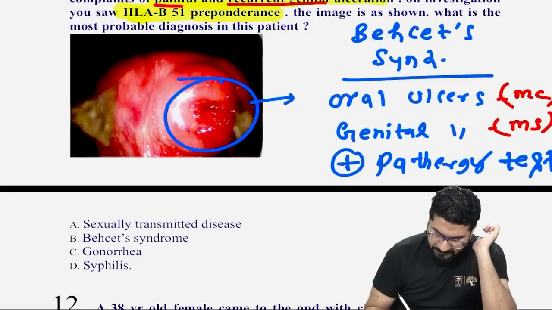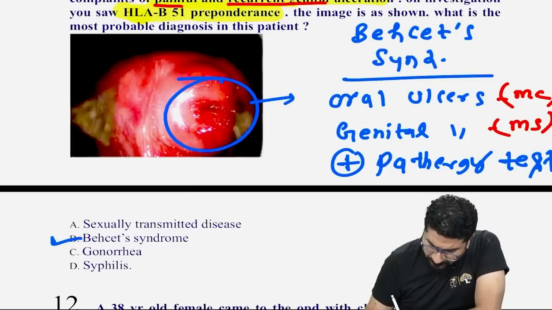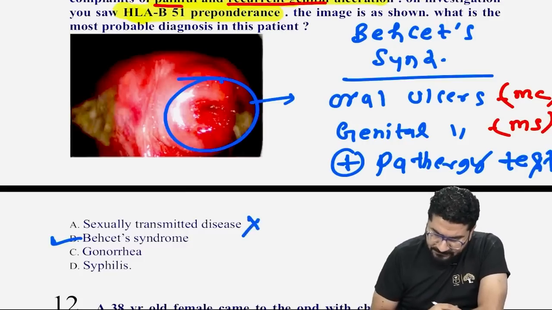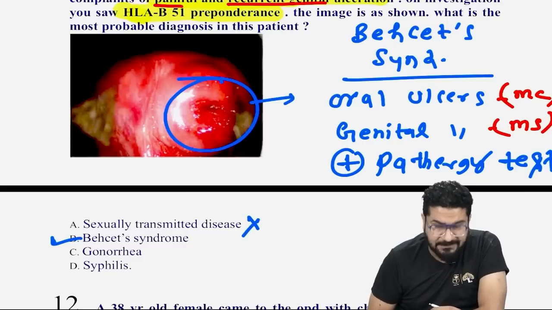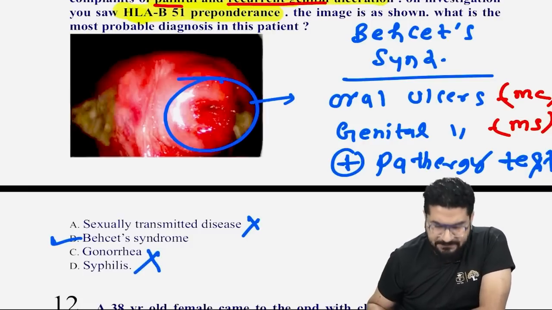So the diagnosis will be Behçet syndrome. It is not an STD because there is no history of sexual intercourse or any infection. No gonorrhea, again because there is no HLA association with any of these STDs. So gonorrhea and syphilis are ruled out. So the diagnosis will be Behçet syndrome.